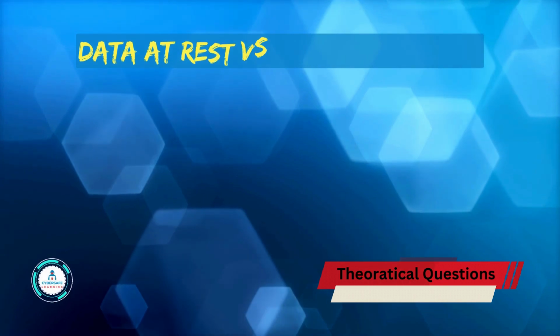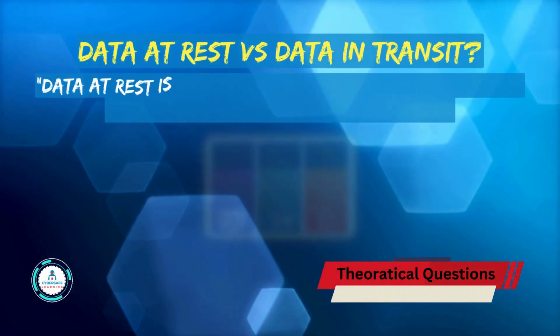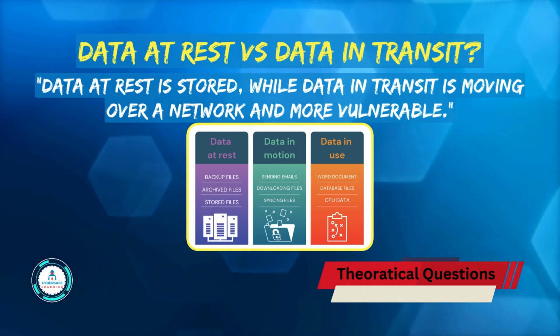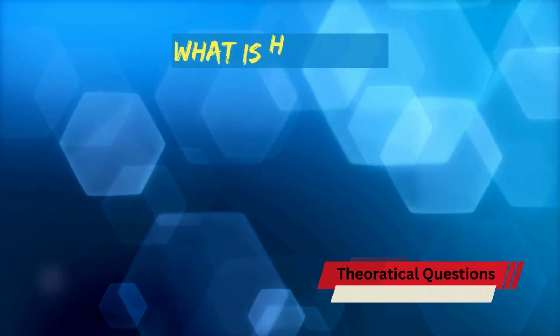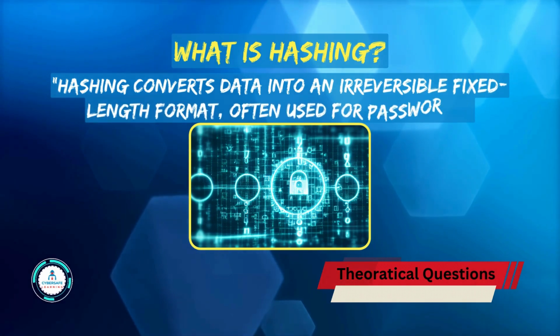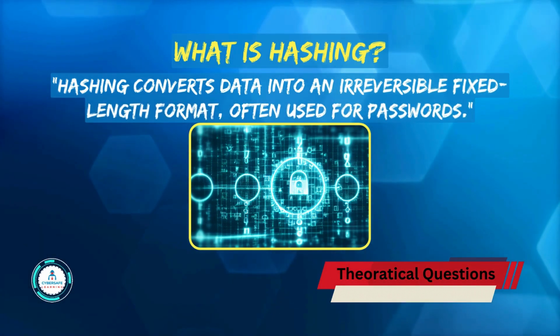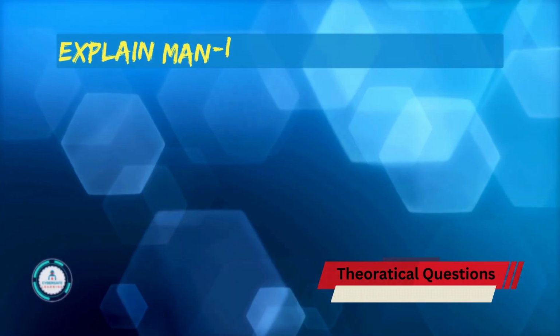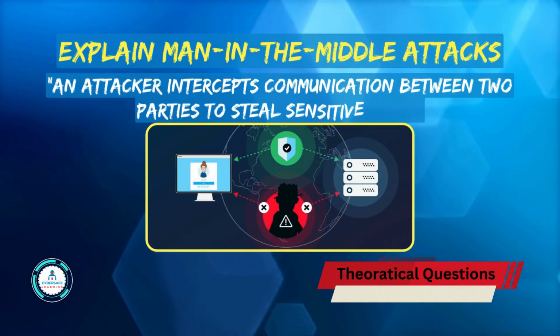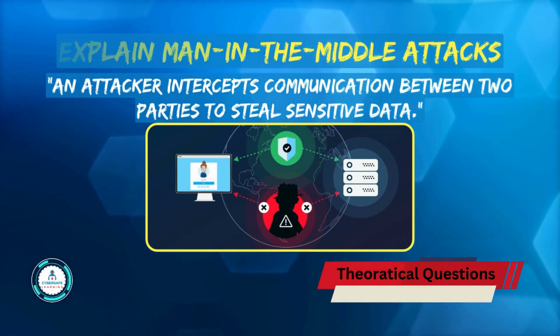Data at rest versus data in transit. Data at rest is stored, while data in transit is moving over a network and more vulnerable. What is hashing? Hashing converts data into an irreversible fixed-length format, often used for passwords. Explain man-in-the-middle attacks. An attacker intercepts communication between two parties to steal sensitive data.